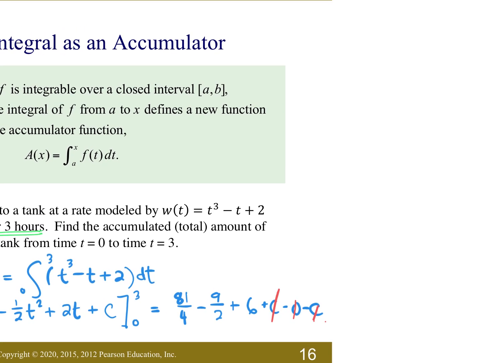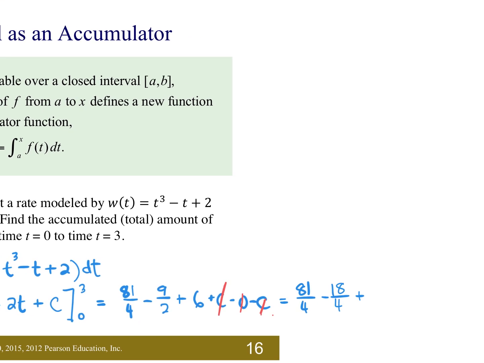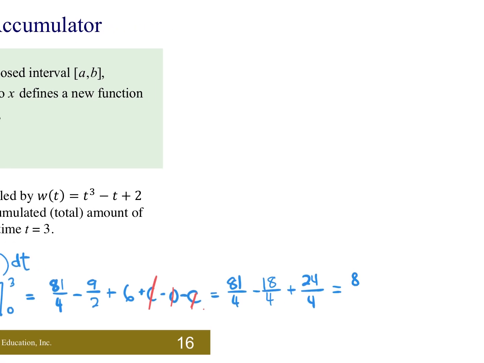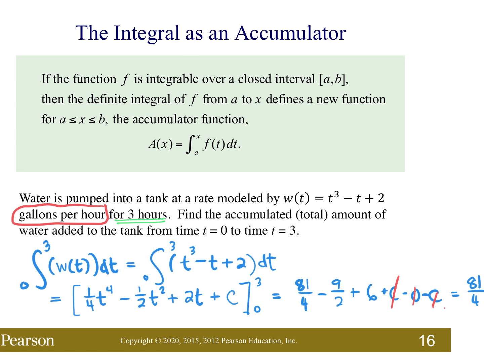And then I would probably get all my common denominators, since that's the easiest for me. I'd have 81 over 4 minus 18 over 4 plus 24 over 4, which turns out to be 87 over 4. And what are the units on that? Gallons, yeah, because the original units were gallons per hour, and integration takes out that time, so I have 87/4 measured in gallons. That's the total amount of water added into this tank.